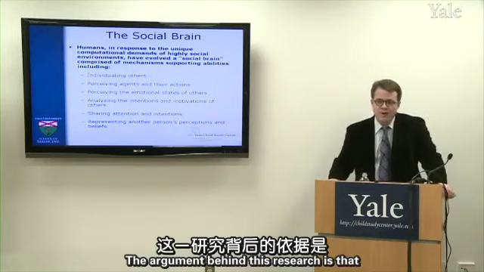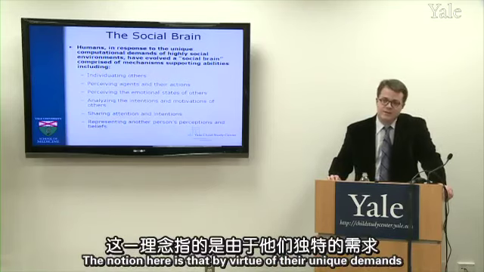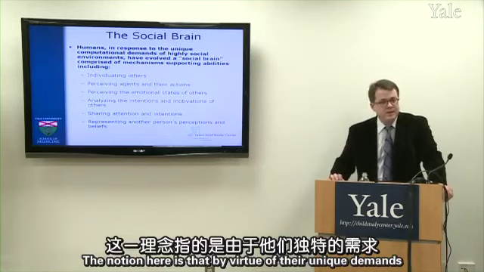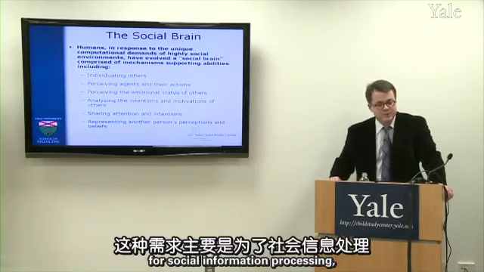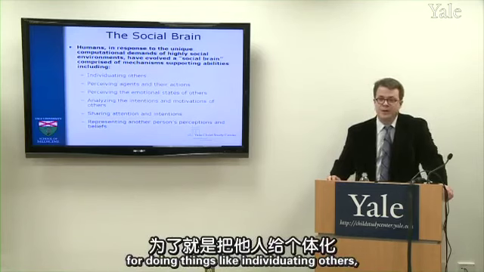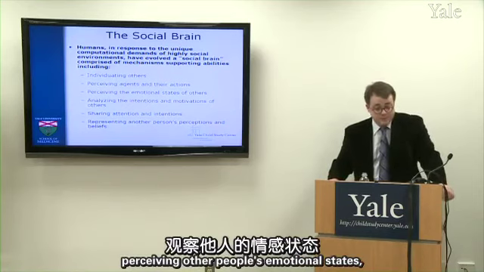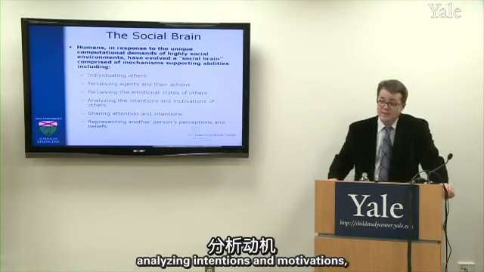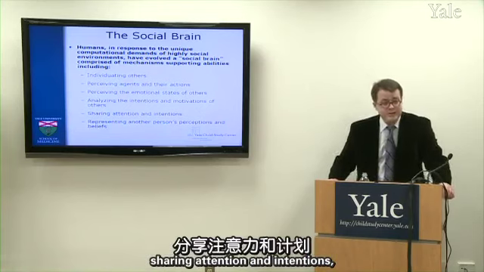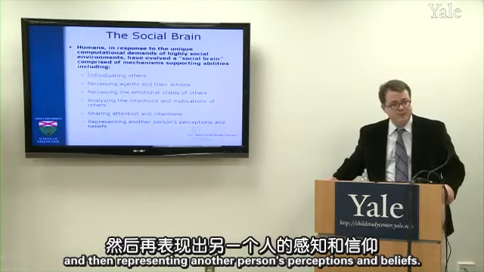And the argument behind all of this research is that human beings have evolved something we call the social brain, right? So the notion here is that by virtue of their unique demands for social information processing, we as human beings have built these modules for doing things like individuating others, perceiving agents and their actions, perceiving other people's emotional states, analyzing intentions and motivations, sharing attention and intentions, and then representing another person's perceptions and beliefs.